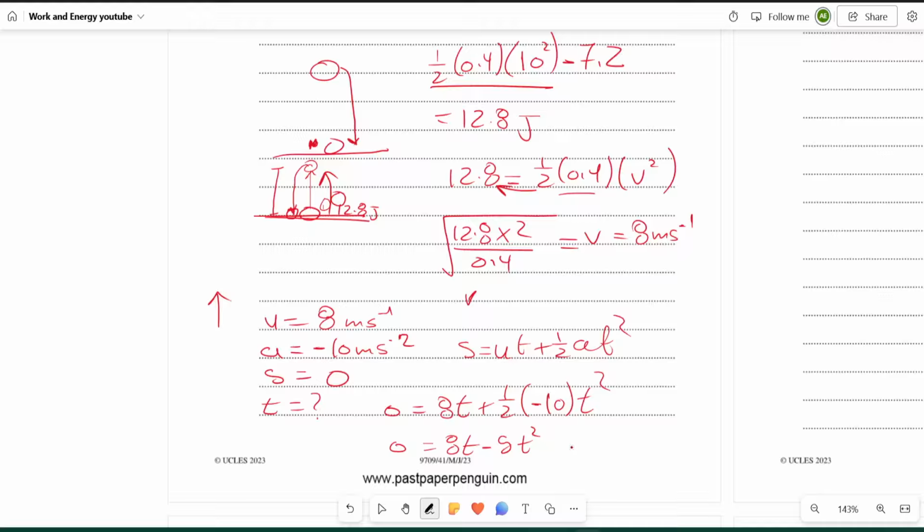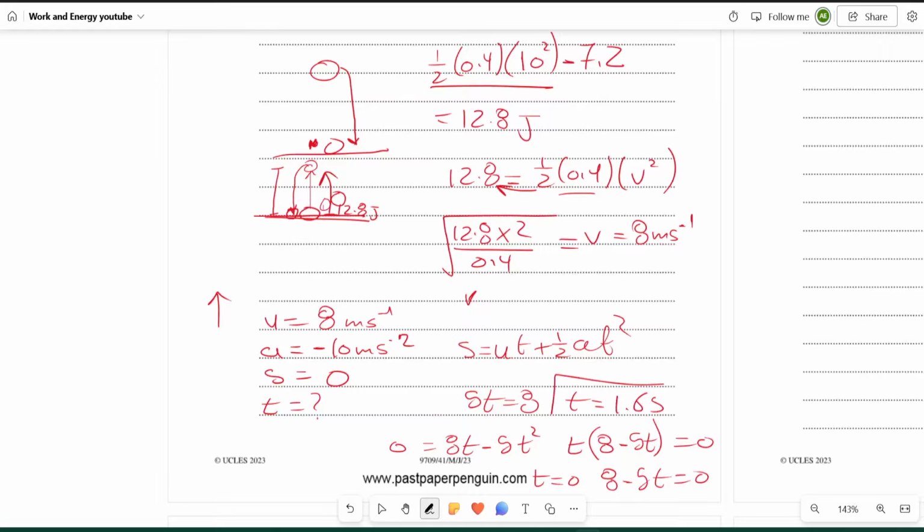What I can do here is I can take a t out. I'm going to have t times (8 minus 5t) equals 0. So that gives me two answers, t equals 0, which is expected because at the beginning it also was at this displacement, which is 0 displacement. And the second answer is when 8 minus 5t equals 0. So moving and solving this, I'm going to have 5t equals 8. So t equals 8 over 5, or basically 1.6 seconds. This is the time it will take to do all of this maneuver.